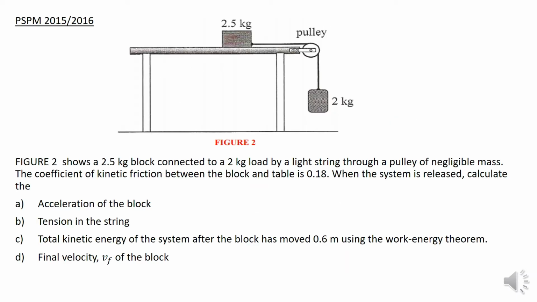Next we proceed with PSPM 2015-2016. We have two blocks, one of 2.5 kg and another of mass 2 kg, with coefficients of kinetic friction 0.1 and 0.18, and the system is released. We want to find the acceleration, the tension, the total kinetic energy by using the work energy theorem, and finally the final velocity of the block.